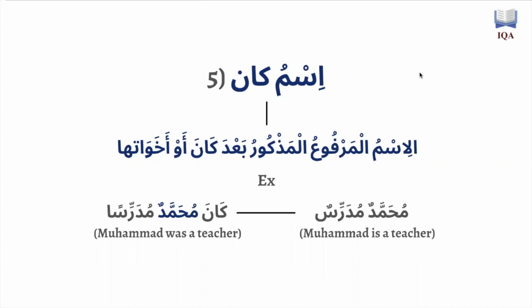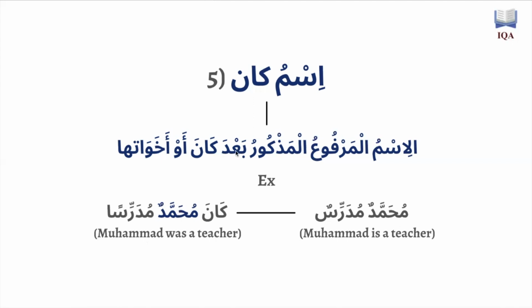So ismu kana is an ism that's marfu', المذكور بعد كان أو أخواتها, that's mentioned after kana or one of its sisters. So we have, for example, Muhammadun mudarrisun, which means Muhammad is a teacher. The mubtada is Muhammad and the khabar is mudarris. When I add kana to the sentence, kana is a verb, and it means it or he was. So kana Muhammadun mudarrisan means Muhammad was, kana, a teacher.